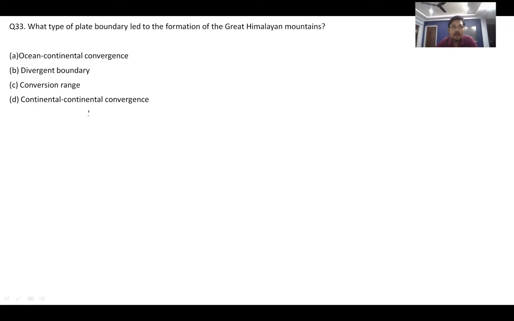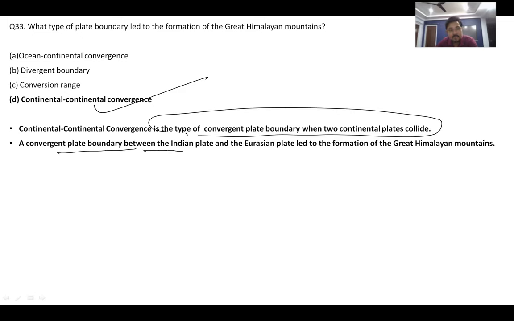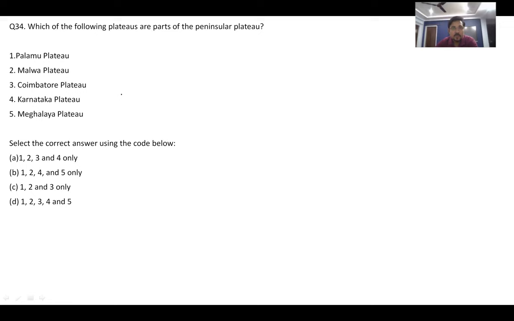Okay, next, what type of plate boundaries led to the formation of the Great Himalayan mountains? This is continental and convergent. So it is a type of convergent plate boundary in which two continental plates collide. A convergent plate boundary between the Indian plate and the Eurasian plate led to the formation of the Great Himalayan Mountains.